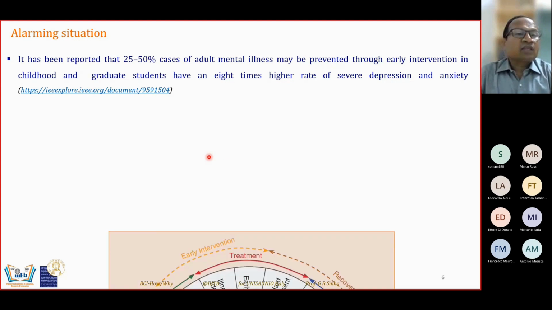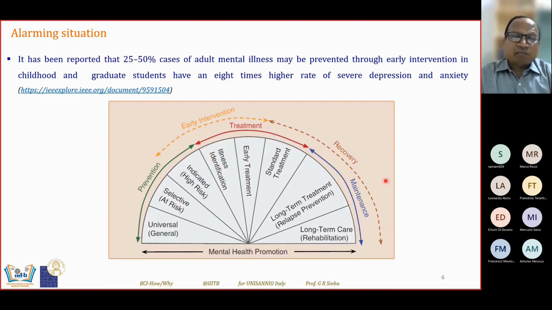All right. So this is one interesting picture I have included. Look at the interesting picture carefully. The mental health promotion is there starting from bottom, universal and selective at risk. Like this green area is the area where if you can detect the cases at early stage, you can subject them for prevent, indicated higher risk.